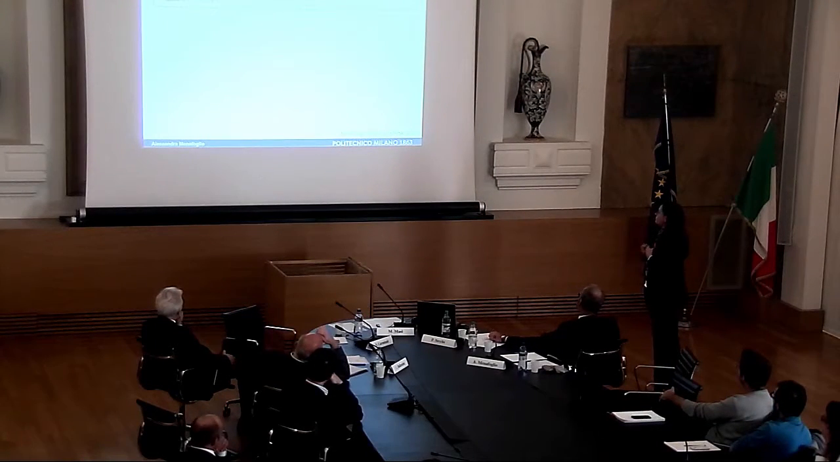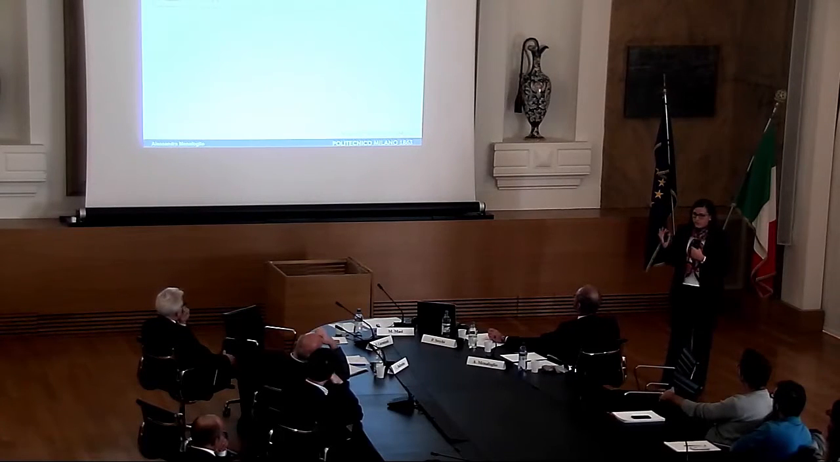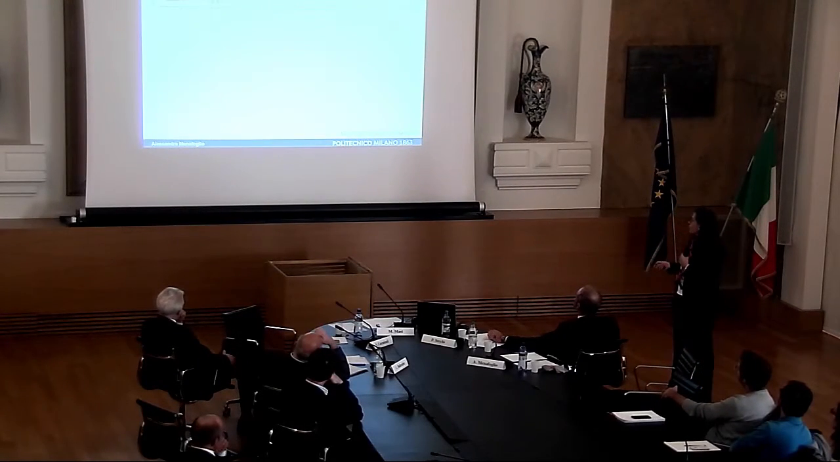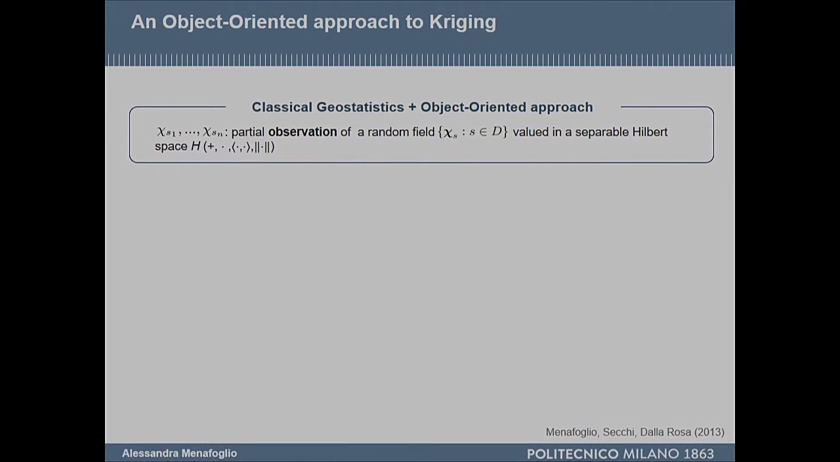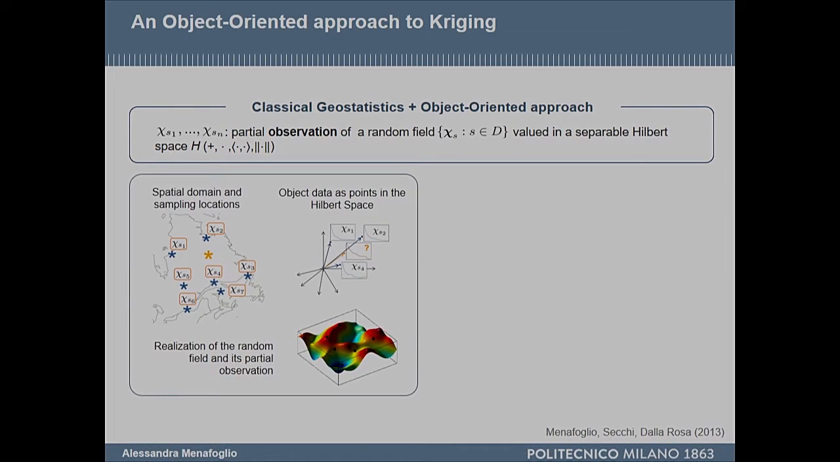Now, let's go to some, not a lot of technical details, but just the mathematical framework. So we assume that our data are a partial observation of a random field that is valued in a space of objects, a Hilbert space, with this geometrical structure. So sum, product by a constant, an inner product, and the induced norm. Now, just to keep the pictures, we imagine that there is a surface. In fact, this should be a surface of objects. We have some observations of these objects, and we want to reconstruct the entire surface.